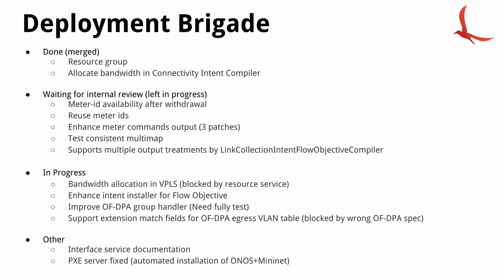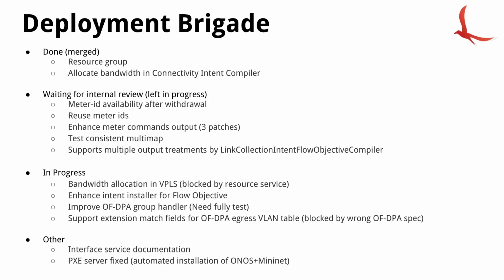Deployment Brigade. Okay. Since Lucas is not here, he's self-QCT for the core asset, so let me present this. First, we merged two patches. One is resource group, which is one piece of information inside the intent, and the other is allocated bandwidth in the connectivity intent compiler. And we have several patches waiting for internal review. Most are about command output and meter stuff. And one is the intent conversion intent subject compiler, which is some improvement. And we have 4 patches in progress.